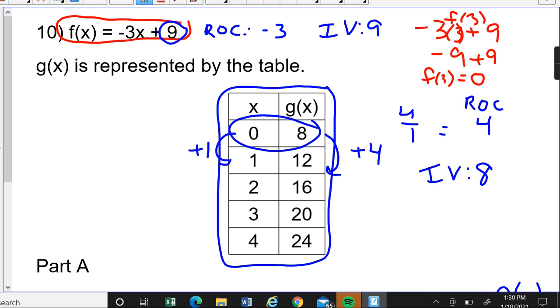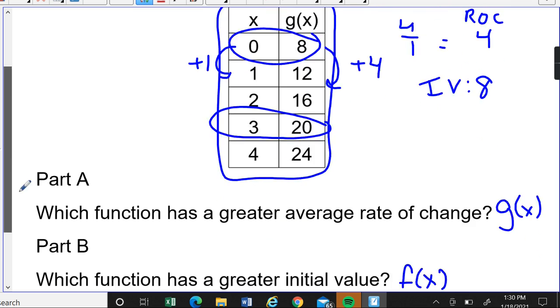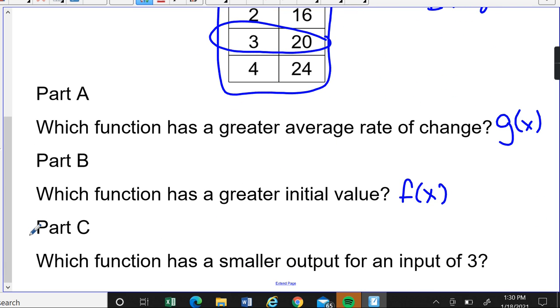For the function on the table, input of 3, I can actually see right here on the table. Input of 3 gets an output of 20. So let's see. Which one was greater? Well, output of 20 is obviously bigger than an output of 0. So g of x had the greater one. Actually, the question says which one has the smaller one. So that would be f of x, because f of x had 0, which is smaller than 20.